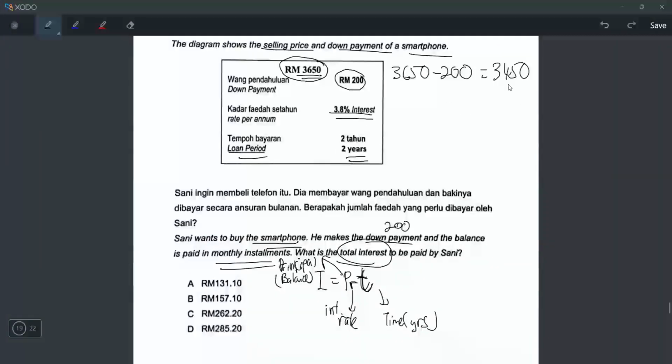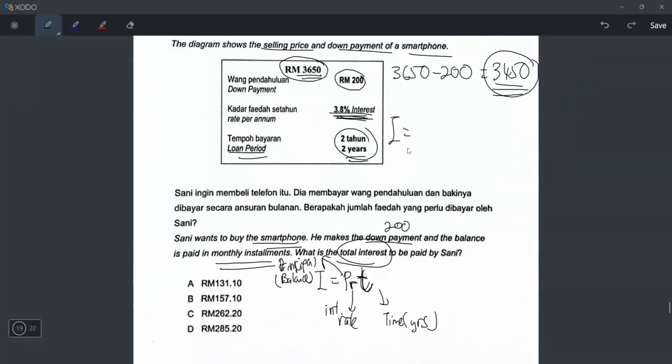But he can't pay it all at once. He has to pay it in monthly installments, and he decides to pay in 2 years. It means you want to slowly pay this 3450 in 2 years. But if you want to do that, there will be interest. And the interest is 3.8%.